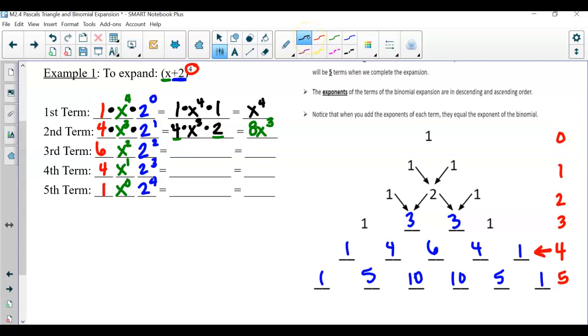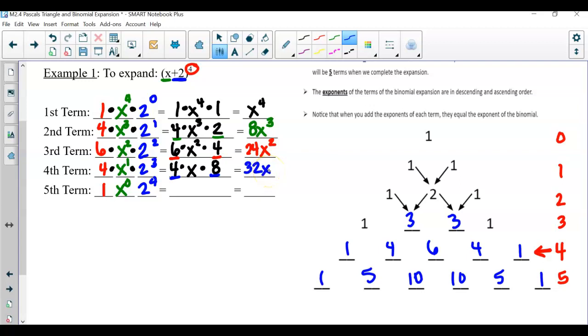Then the next row, I've got 6 times x squared times 2 squared. So 6 times x squared times 2 squared, which is 4. Notice again, we have 6 times 4, which is 24, x squared. Then the next row, I've got 4 times x to the first times 2 to the third. So 4 times, well, that's just x if you think about it, right? X to the first power times 2 to the third power, which is 8. Then here we have 4 times 8, which is 32.